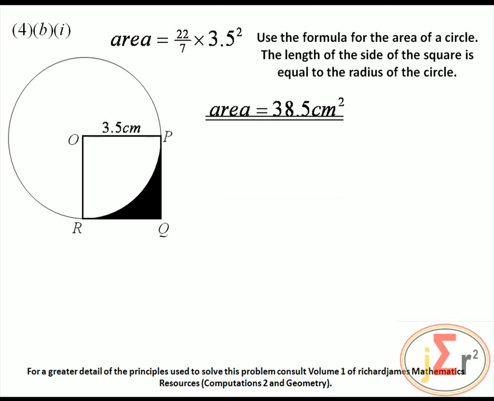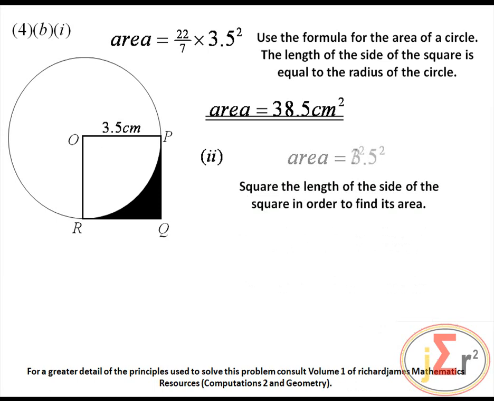Now we need to find the area of the square, and of course we know that the area of the square is given by the square of one side. So we're going to square the length of one side. So we'll have 3.5 squared. So the area is equal to L squared, which is the length of one side squared. No problem with that. Area is equal to 3.5 squared, which is equal to 12.25.